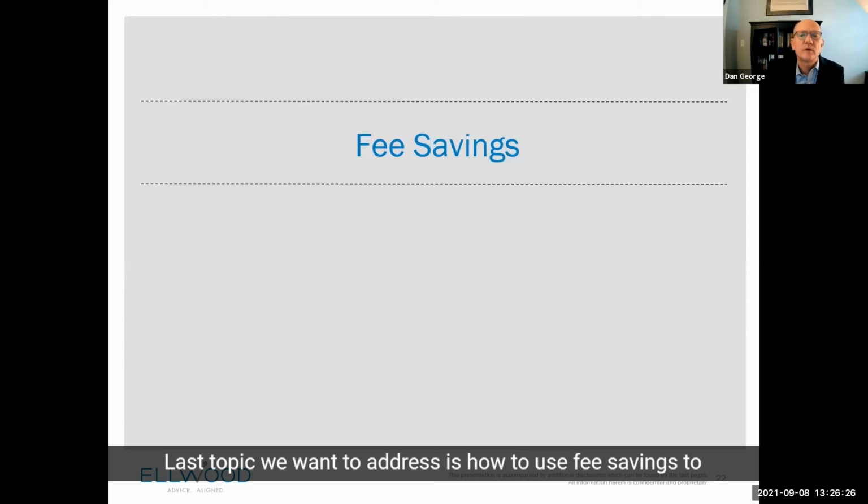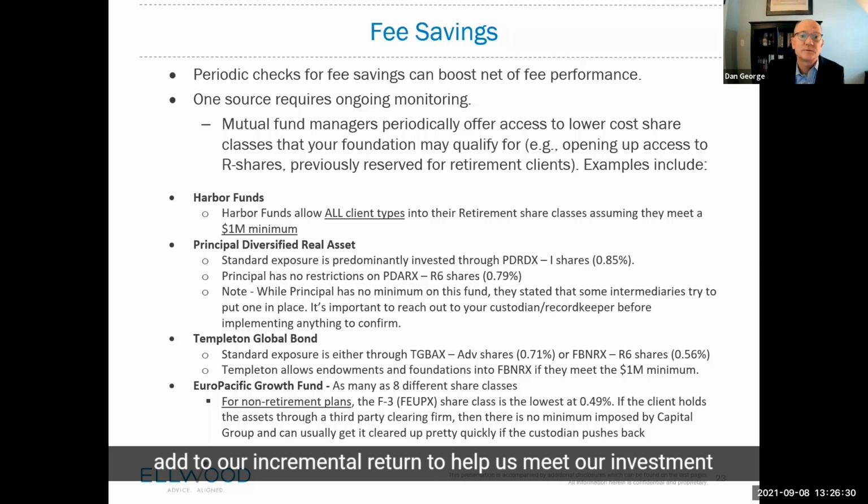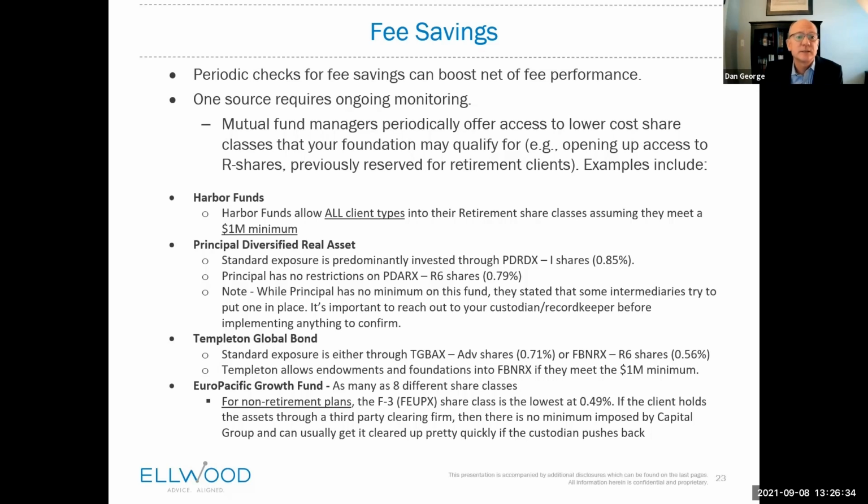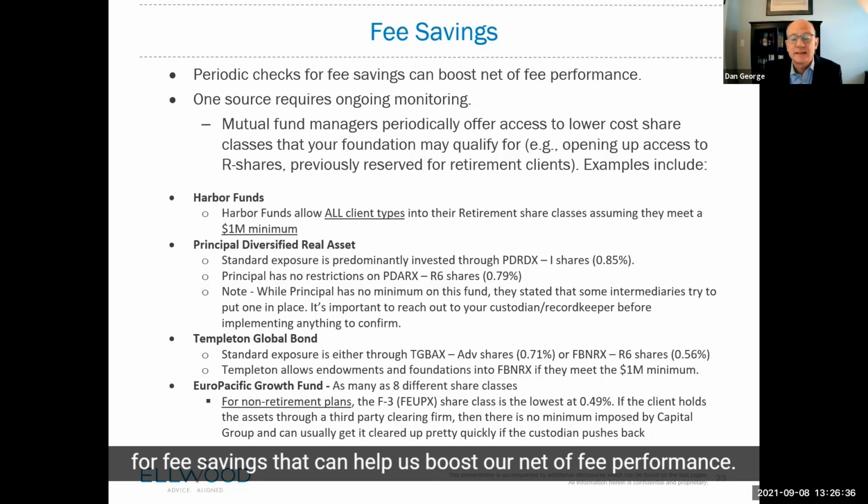The last topic we want to address is how to use fee savings to add to our incremental return to help us meet our investment objective. Now, we're all conducting these periodic checks for fee savings that can help us boost our net of fee performance, but one source requires added vigilance because it tends to fly below the radar.